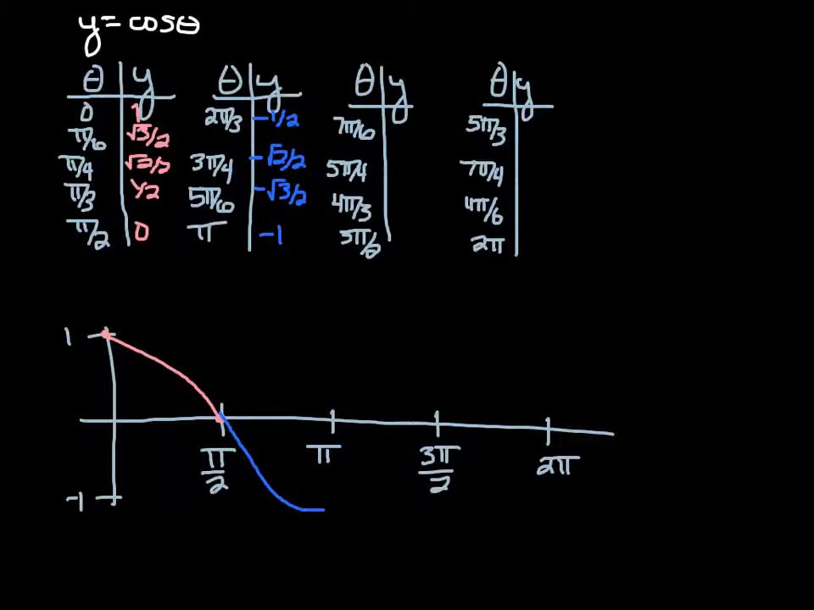Okay, third quadrant. Cosine of 7 pi over 6 is going to be third quadrant. Oh, yep, still negative. So 7 pi over 6 is going to give us negative square root of 3 over 2. 5 pi over 4 is going to give us negative square root of 2 over 2. Then negative 1/2, and 0.